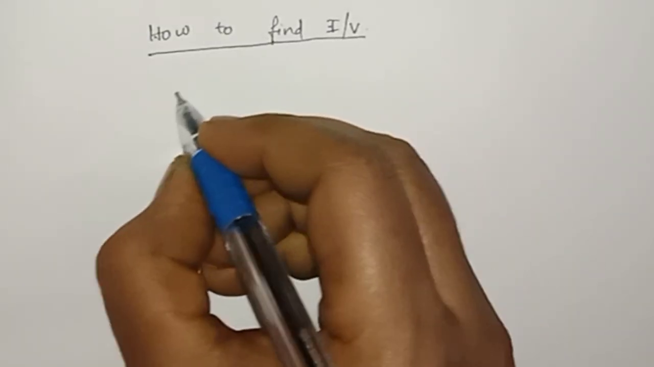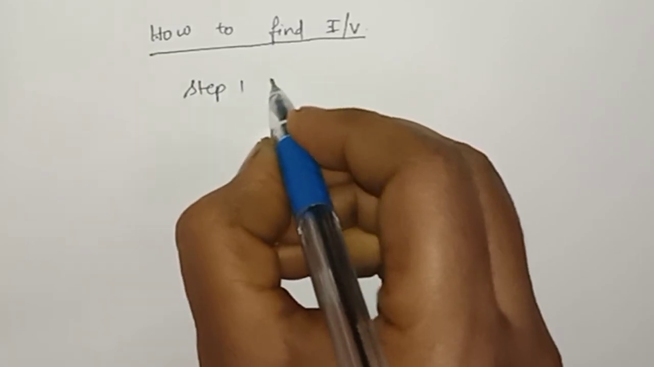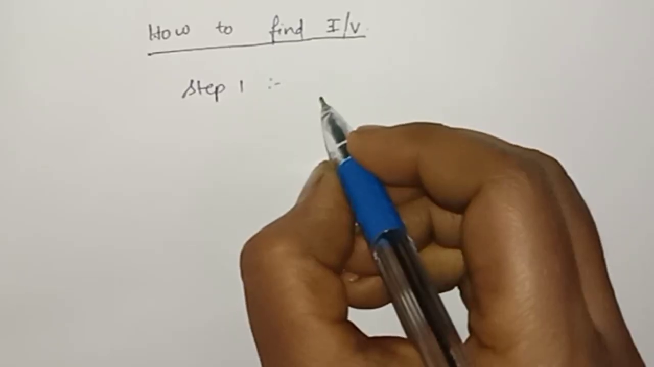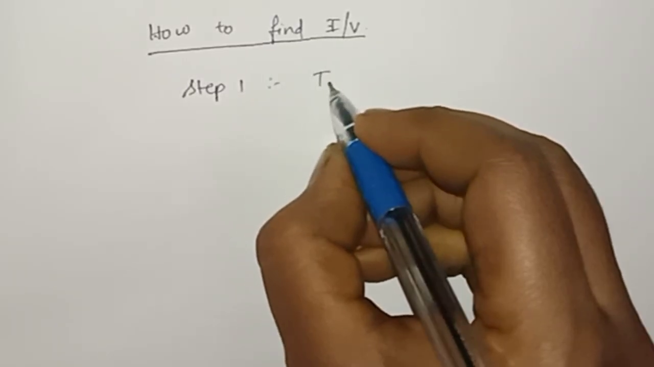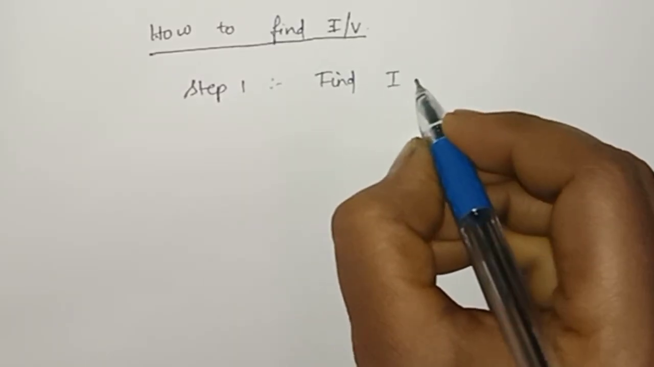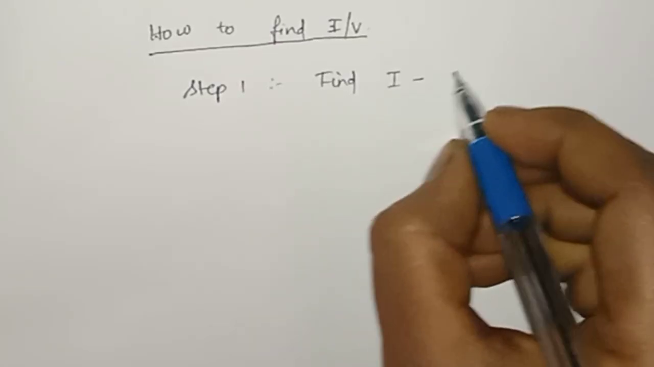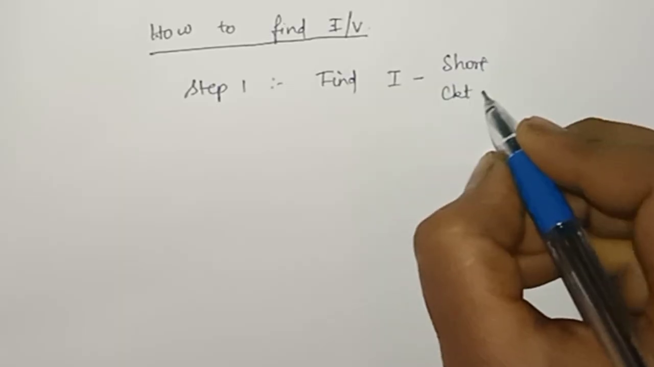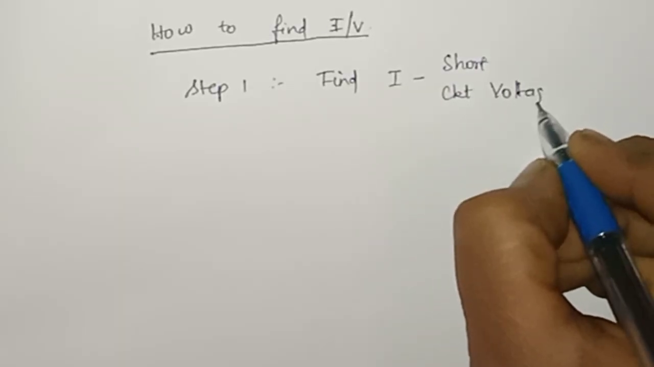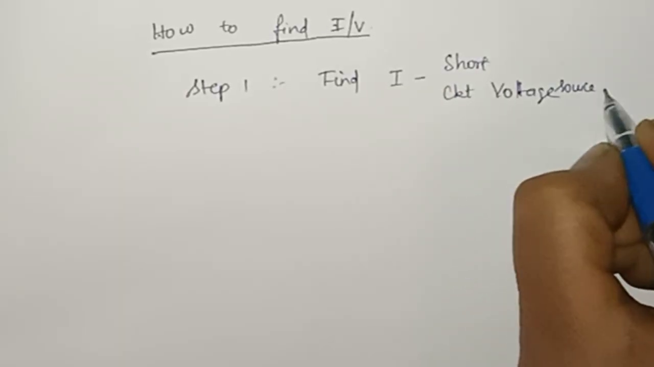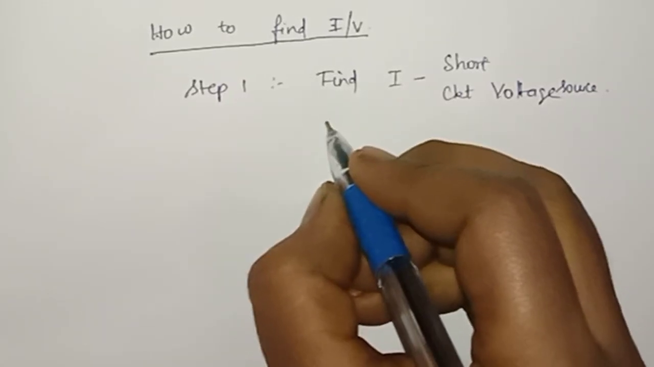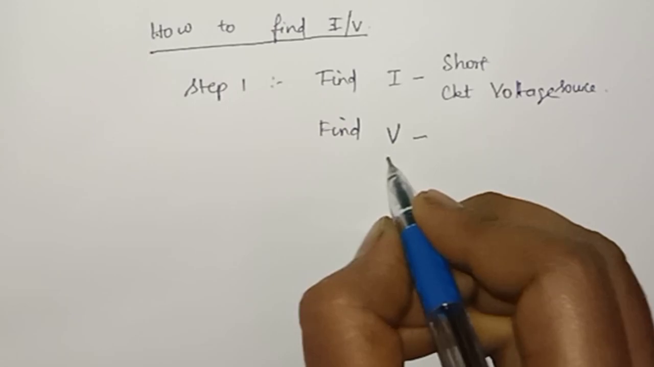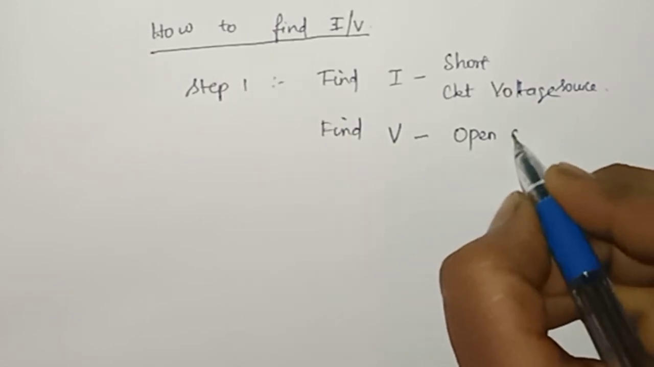Next, how to find current or voltage by using this superposition theorem. Here I am going to say some of the steps. Step 1. In order to find current or voltage, the other sources must be deactivated. That is, if you want to find current, you have to short circuit the voltage source. Or else, if you want to find voltage, you have to open circuit the current source.